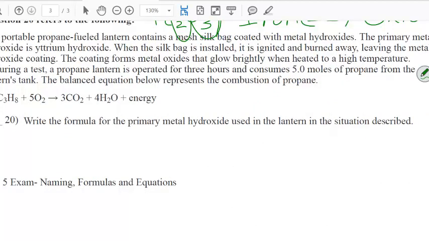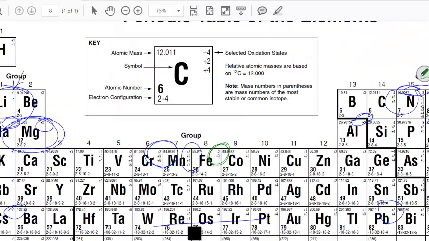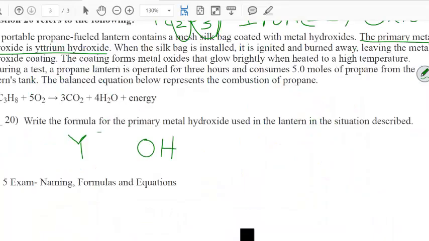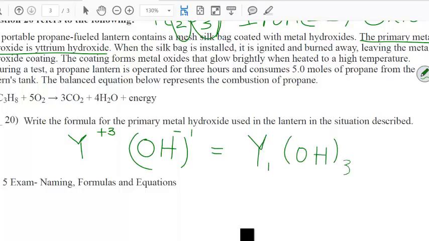Oh boy, this is a lot of reading. Write the formula for the primary metal hydroxide used in the lantern. The primary metal hydroxide is yttrium hydroxide. So no prefixes, so symbols. Charges, if you've never heard of yttrium, it is right here. It's +3. This is +3. Hydroxide is a polyatomic. This whole thing is -1. That doesn't equal 0, so you crisscross. 1 yttrium, 3 hydroxide.